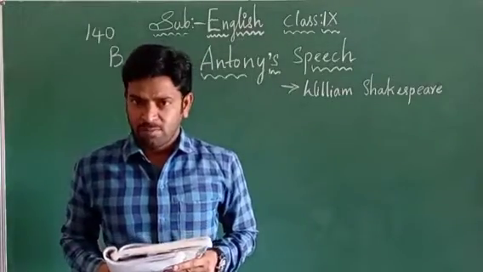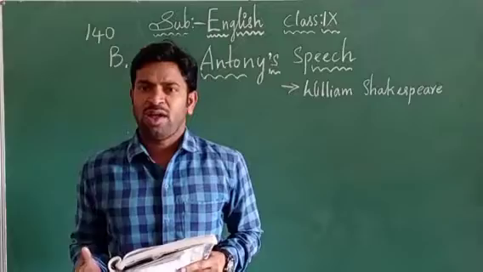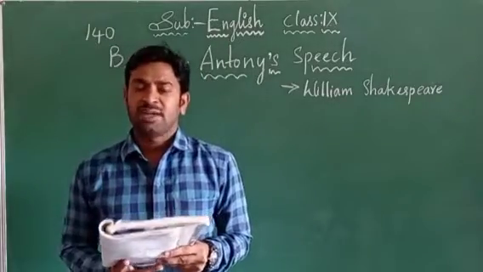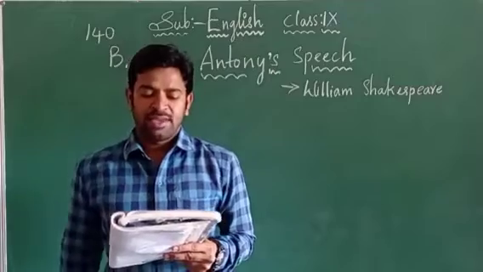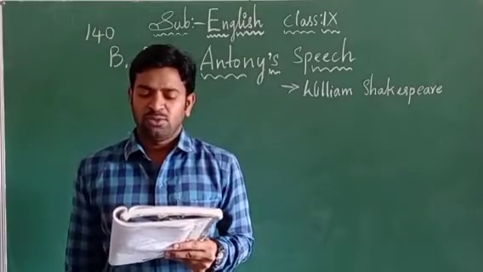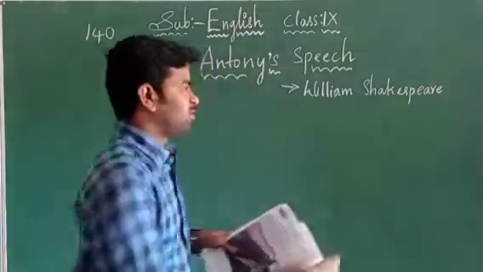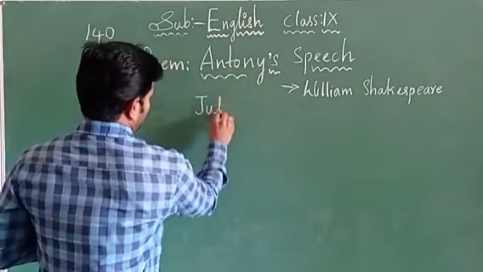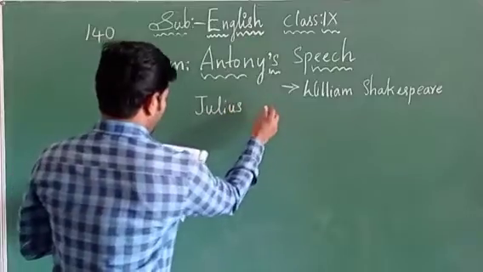Before starting our poem, let us know some flashback about this poem. Who is Antony and who are the characters mentioned in the box here? This speech is an extract from the play Julius Caesar. So one play is there, children. The name of the play is nothing but Julius Caesar.